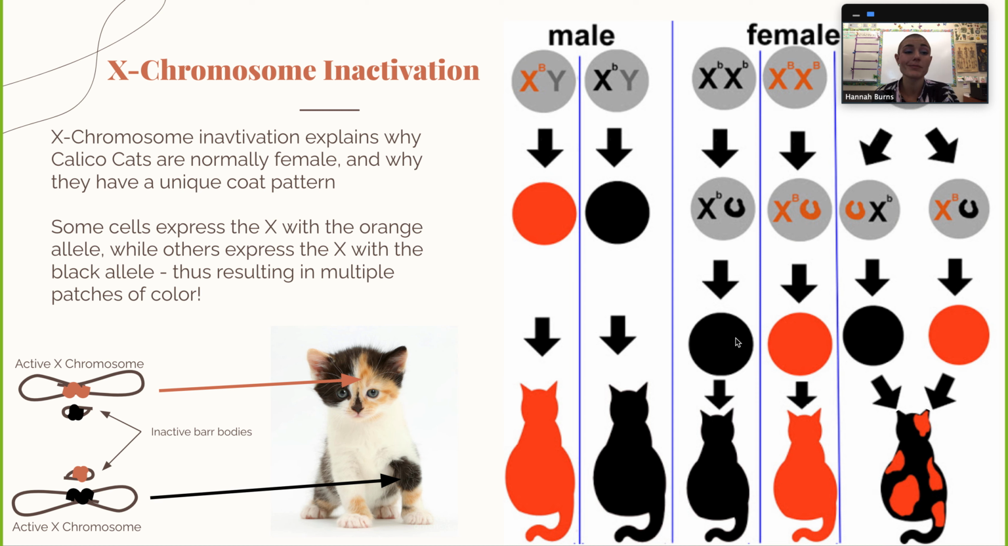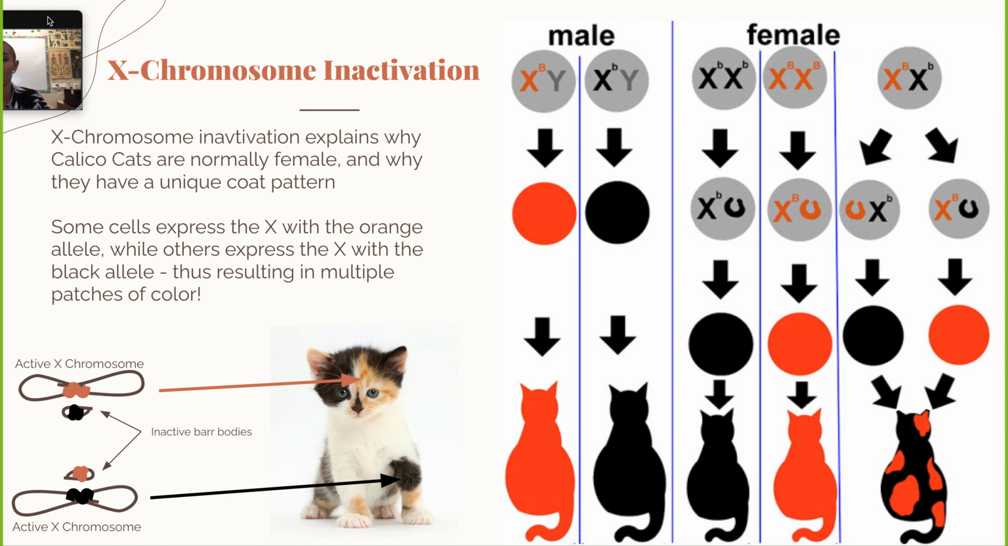This also explains why, for the most part, you're only going to have female calico cats. And that's because you need to have two X chromosomes for one of them to be inactivated, right? Males don't go through this X chromosome inactivation because they only have one X chromosome and the other chromosome is Y. Females have two, so one of them gets turned into a bar body and the other one is expressed.